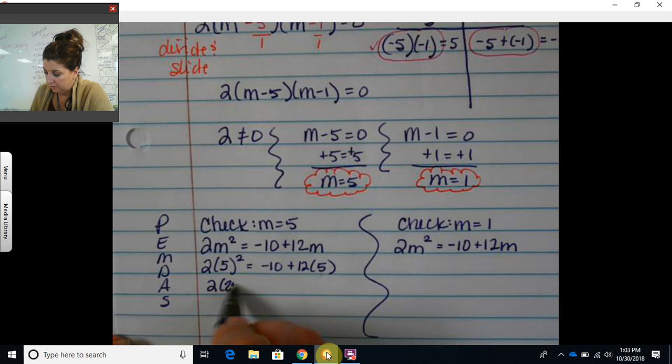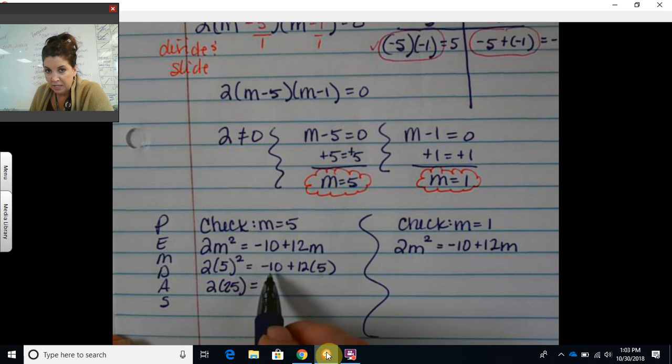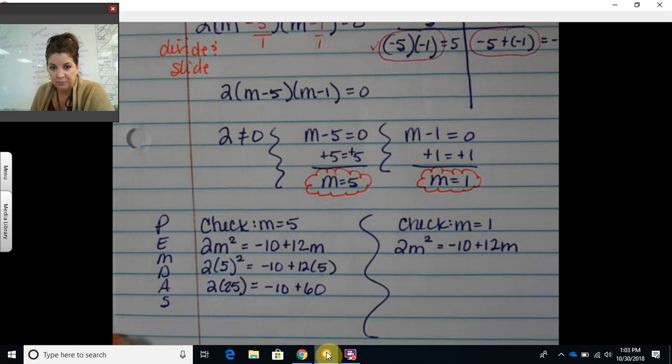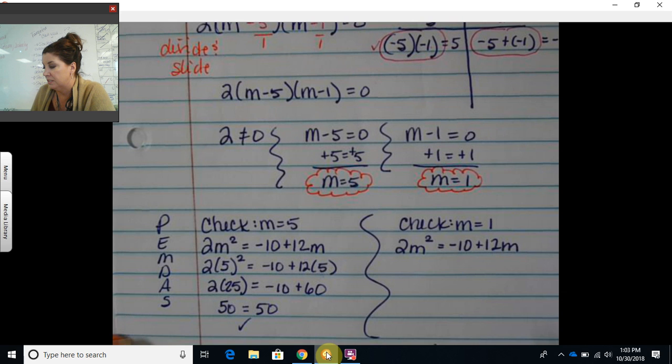I'll come back to it. On the right side, do I do negative 10 plus 12 first, or 12 times 5? 12 times 5, which gives me 60. So on the left, I can multiply. 2 times 25 is 50. On the right, negative 10 plus 60 is 50. Is 5 actually a solution? Yes, because it made a true statement when I substituted it back into the problem.